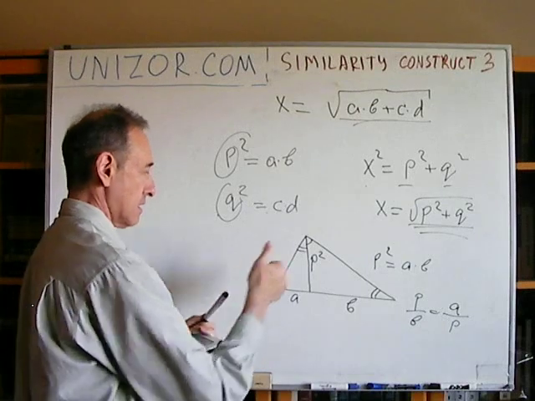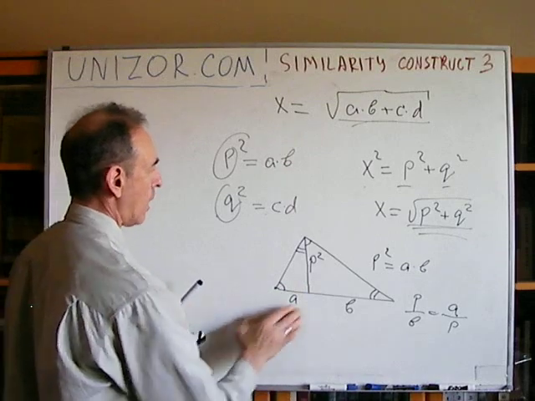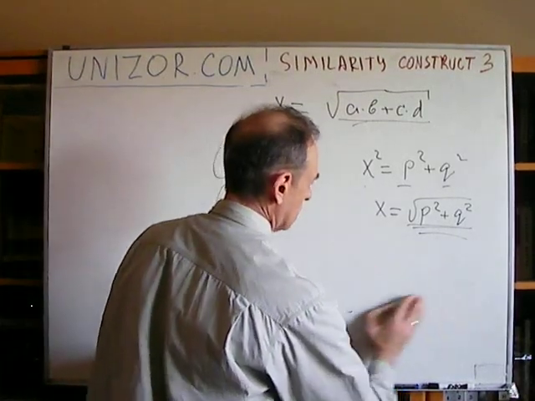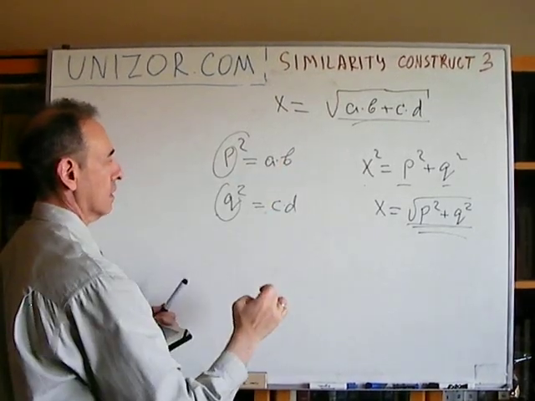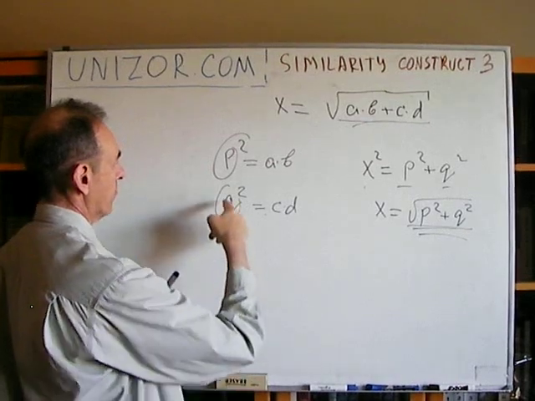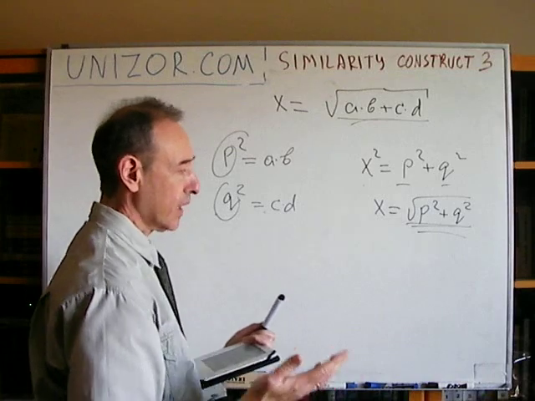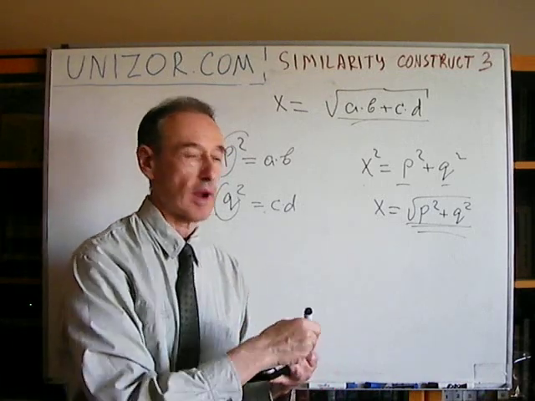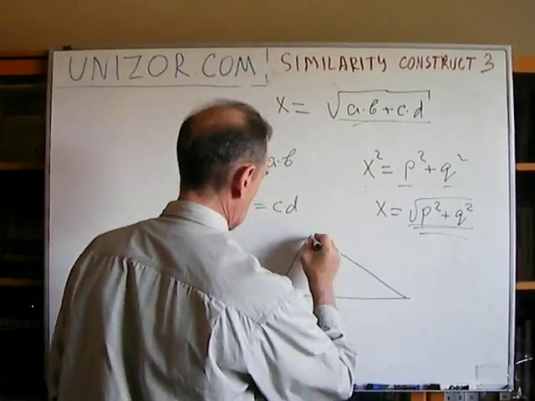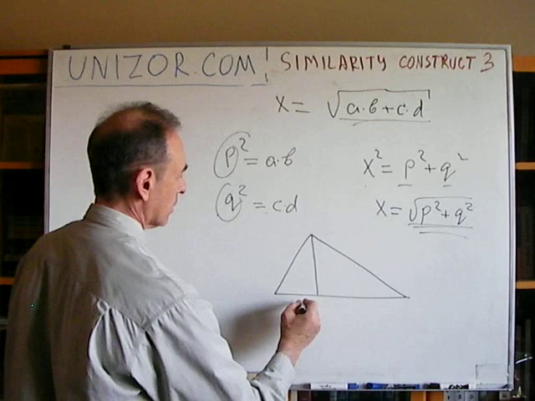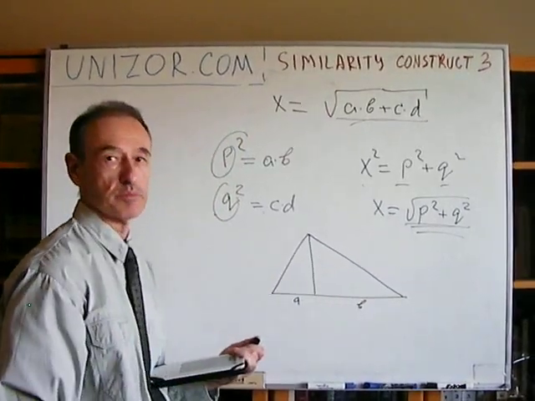So this problem, which is actually next on my list, is the way you solve this one. You first find P using this equation by building the right triangle, and then Q in exactly the same fashion. How can you build that particular right triangle, which I could just erase, unfortunately? How to build a right triangle where an altitude divides the hypotenuse into A and B parts?